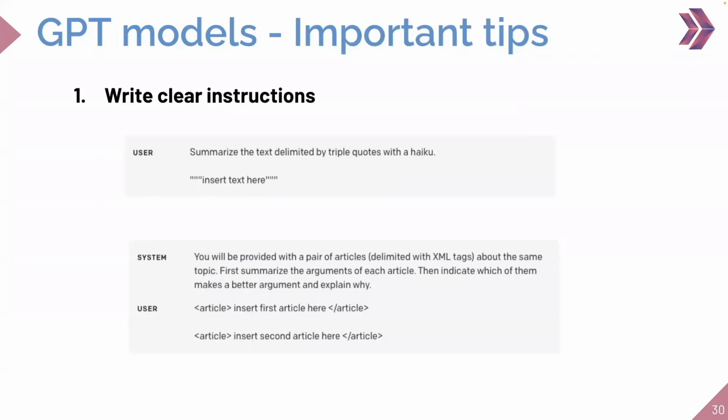Also, you can define a persona for the system. In the second example, you can see: you will be provided with a pair of articles delimited with XML tags about the same topic. First, summarize, then indicate which of them makes a better argument and explain why. Here you can see the text, okay?